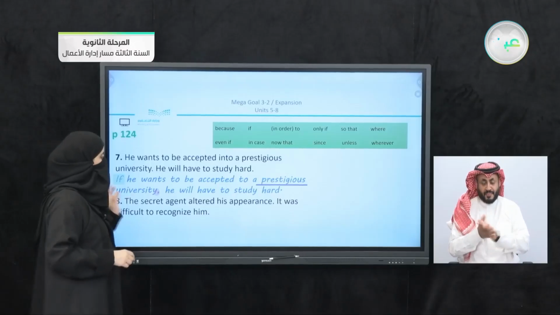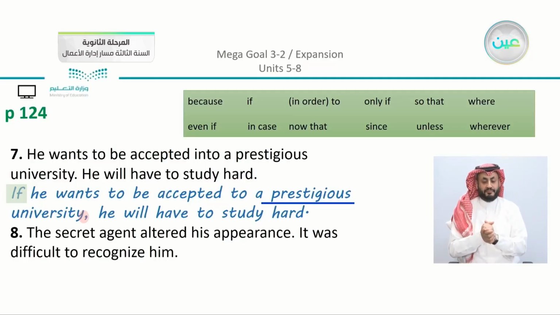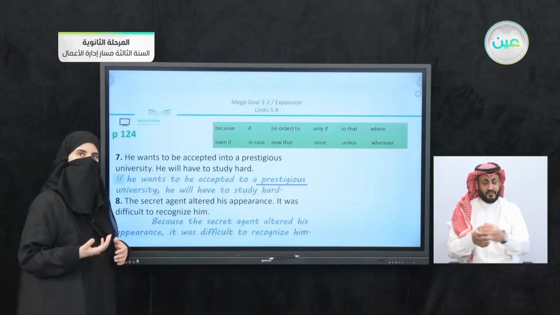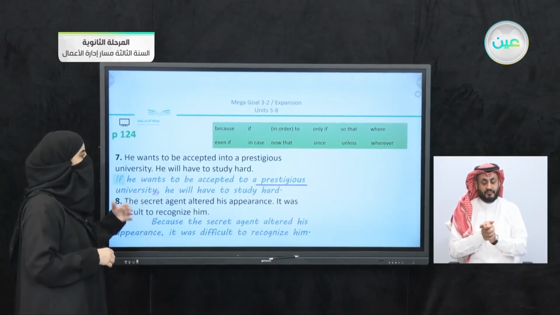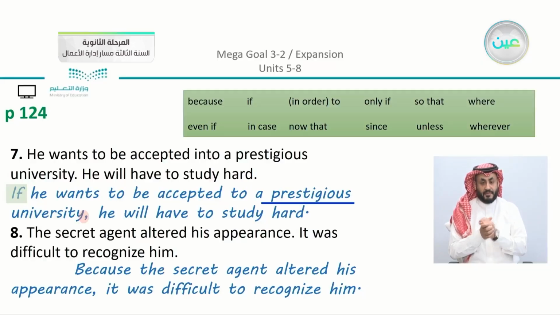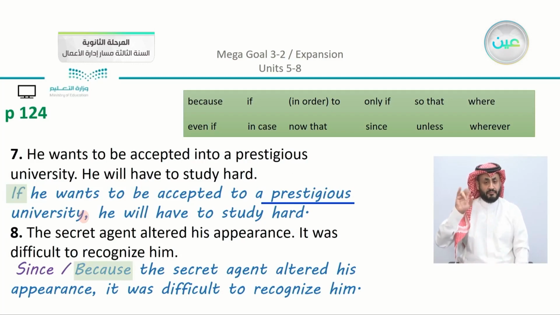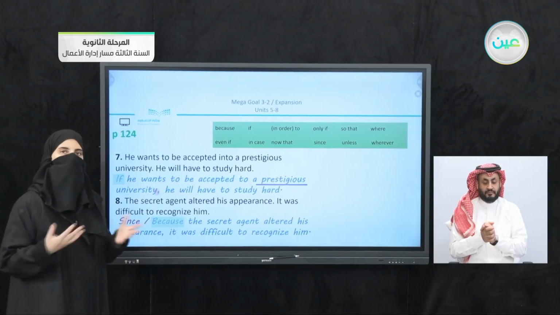Now we have number 8. The secret agent altered his appearance. It was difficult to recognize him. Now there is something about changing their appearance, and we have the reason. Now we can say that there is a reason or a purpose. So the sentence that we can come up with is, "Because the secret agent altered his appearance, it was difficult to recognize him." So we have here the conjunction because, and you can see that since can also be used. So there are two options here. We can use either since or because; both of them are correct.